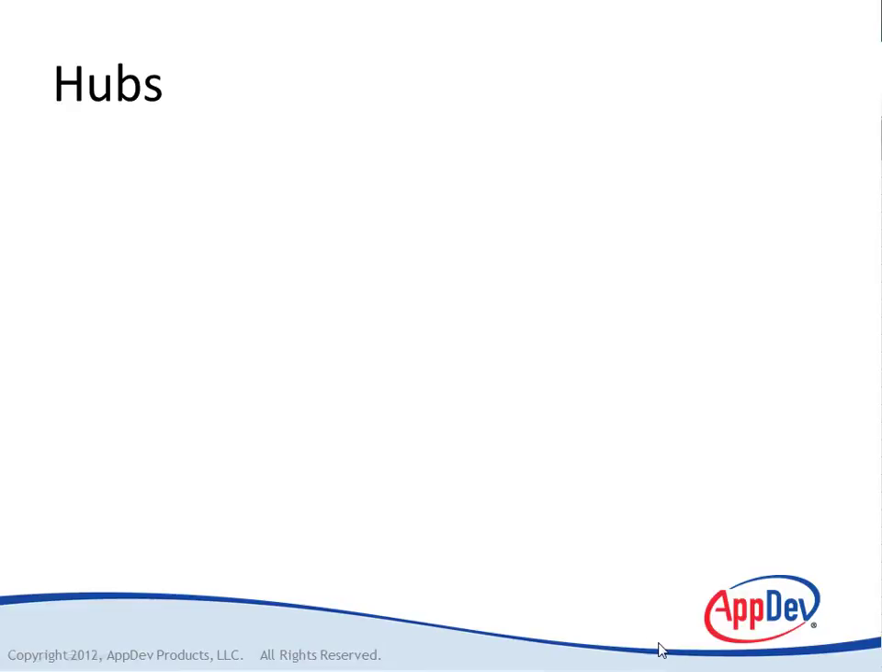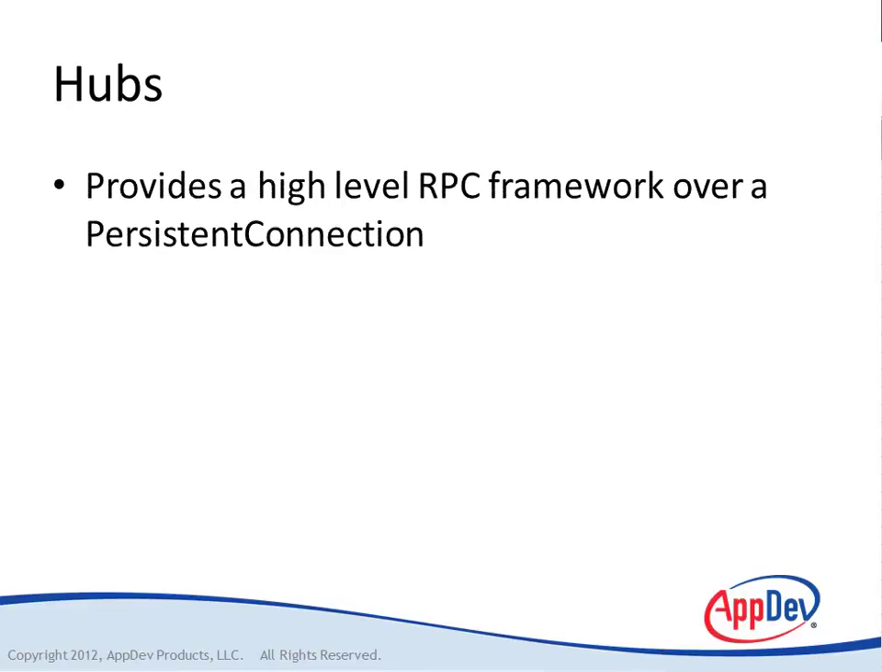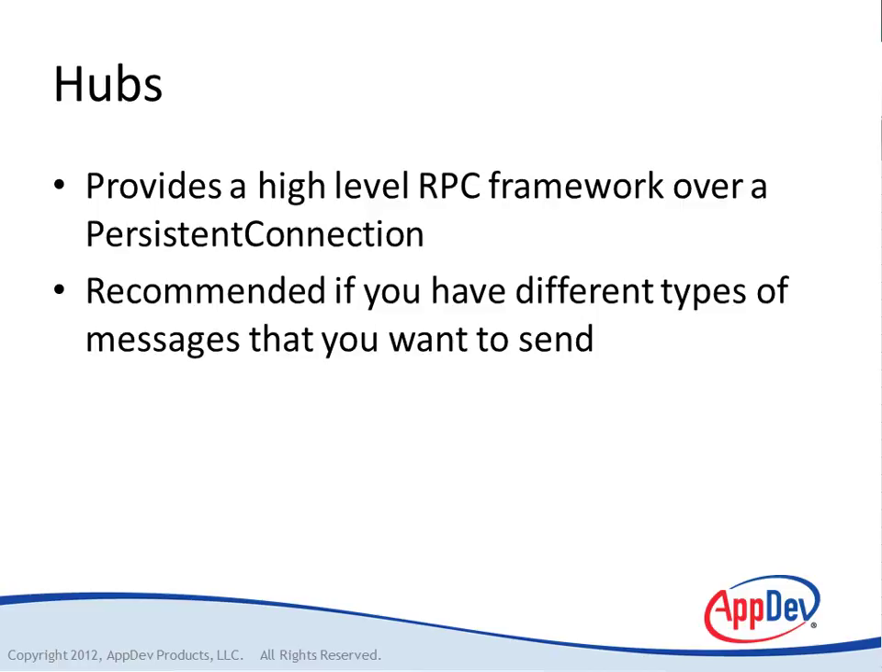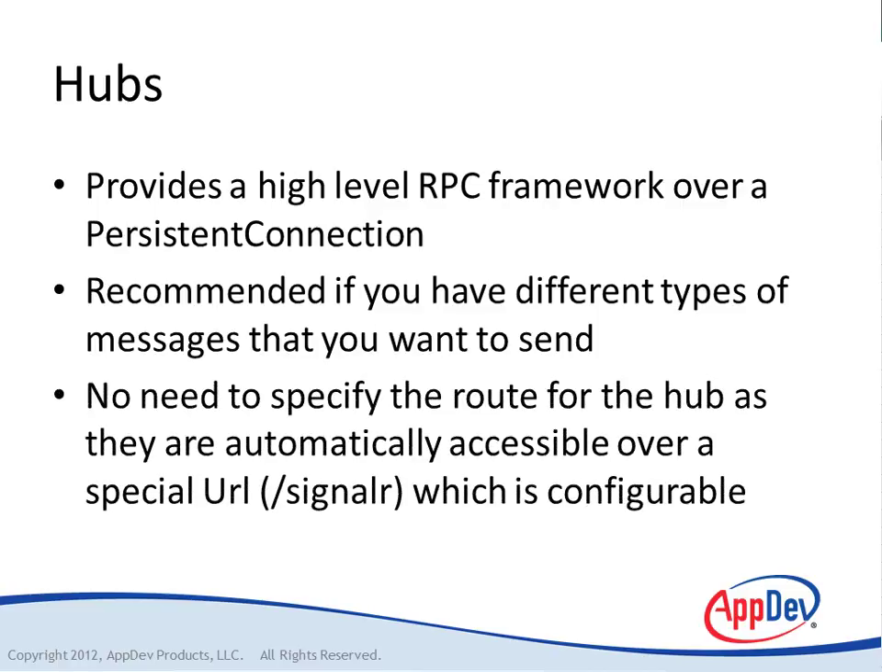The next section we're going to talk about is the hub section. This provides a high-level RPC framework over a persistent connection. This is recommended if you have different types of messages that you want to send. There's no need to specify the route for the hub as they are automatically accessible over a special URL like /signalr, which is configurable. So in other words, if you wanted a hub saying /superhub, you could do that.